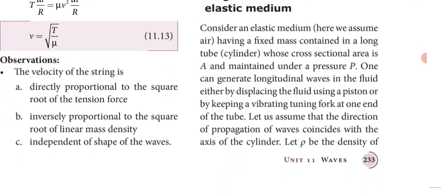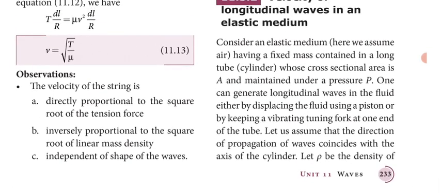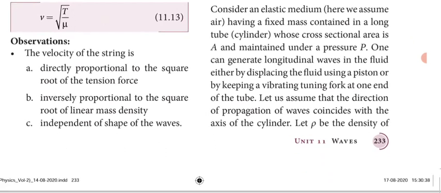Okay, so the observation: the velocity of the string is directly proportional to the square root of the tension force and inversely proportional to the square root of what? The tension force is T, which is in the numerator, so v is directly proportional to the square root of the tension force. But where is mu? It is in the denominator, so that's why we say it is inversely proportional to the square root of the linear mass density. It is also independent of the shape of the wave.